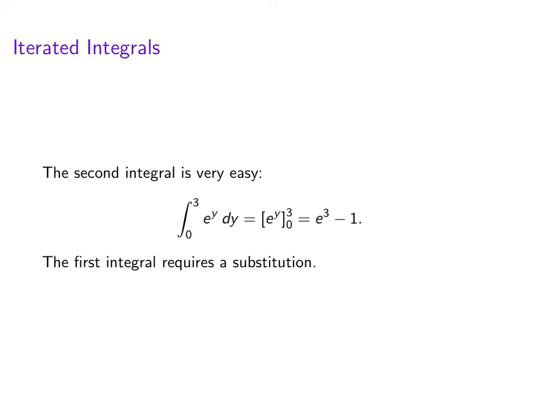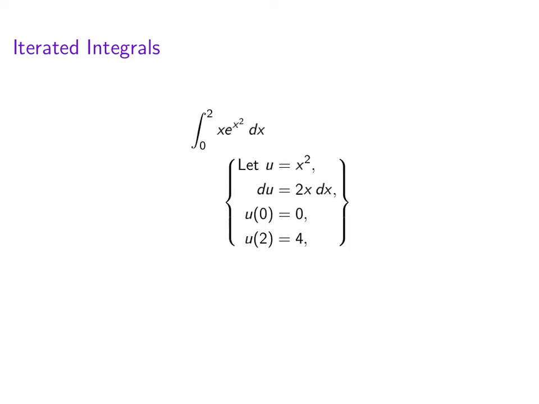Going back, the first integral requires a substitution. Here's the substitution that we would make. We would let u be equal to x squared, so that du is equal to 2x dx. Changing the limits of integration will give us new limits of 0 and 4. The x dx will have to turn into 1/2 du. So here's the new integral we get. Integral from 0 to 4 of a half e to the u du, piece of cake. We end up with 1/2 (e to the 4th minus 1).